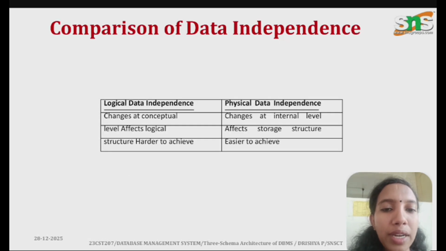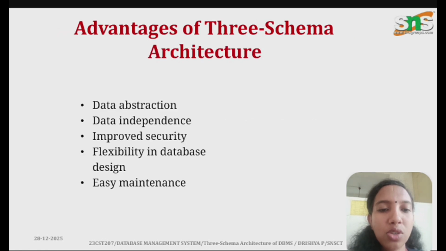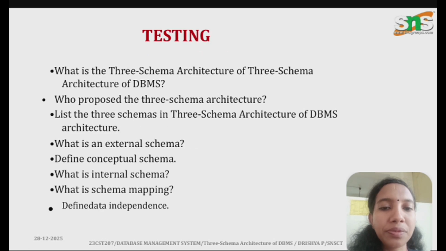The comparison of data independence: there are two types of data independence, logical data independence and physical data independence. With logical data independence, changes at the conceptual level affect the logical structure and it is harder to achieve. With physical data independence, changes at the internal level affect the storage structure and it is easier to achieve. The advantages of three schema architecture are data abstraction, data independence, improved security, flexibility in database design, and easy maintenance.